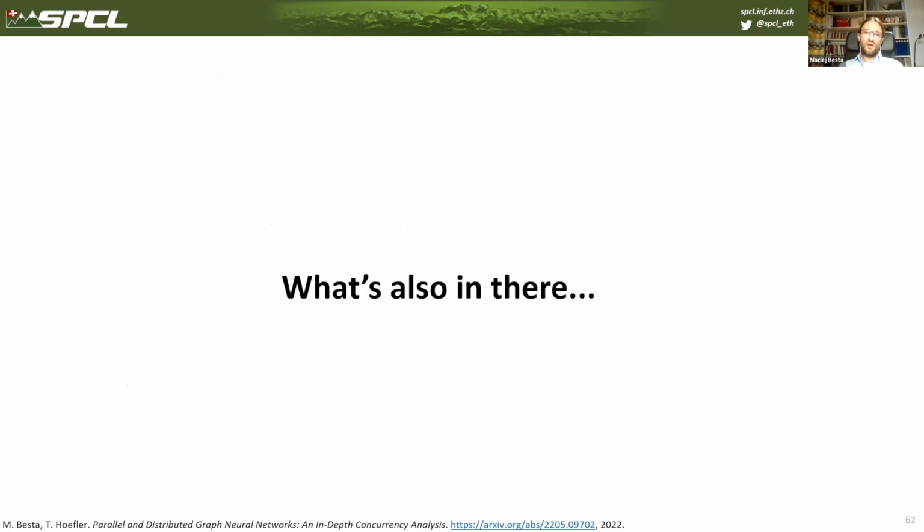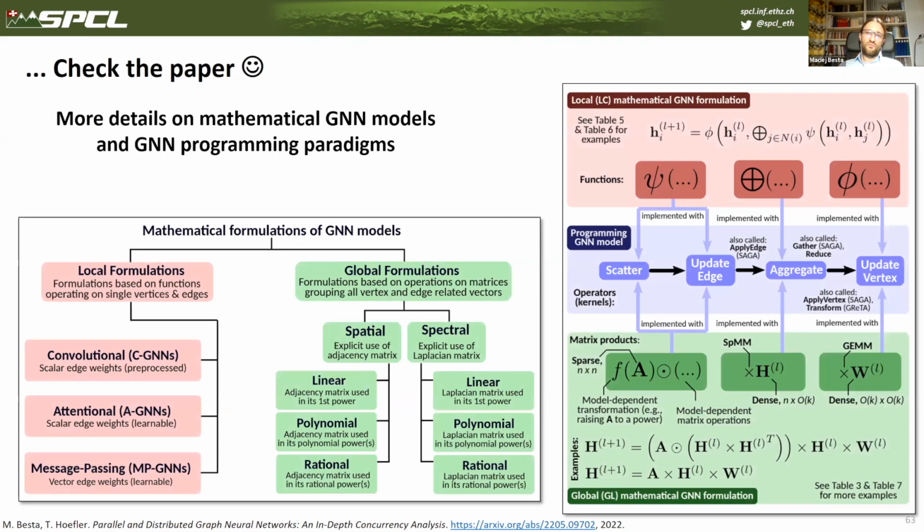You can check the paper for many other details that we analyzed. On one hand, we provide many more details about the mathematical formulations of GNN models, and especially their correspondence to the programming paradigms. So in GNNs we now have on one hand mathematical formulations, the global and the local formulations, but also programming paradigms. There are a couple of these different paradigms, many of them based on scatter, apply edge, aggregate, and update vertex programming kernels, but also others with even more sophisticated ones. And we provide analysis into how these two correlate with each other, again, in the context of parallel execution.